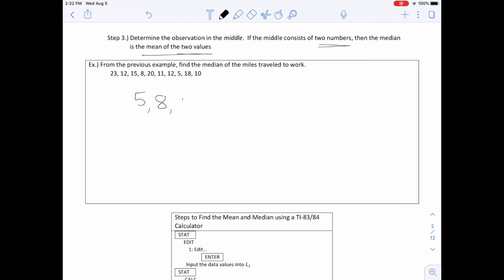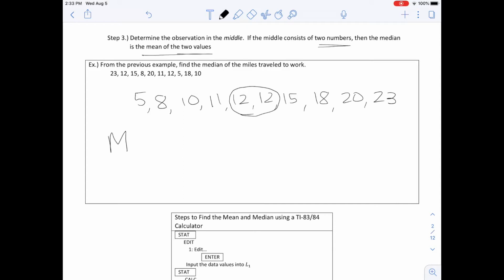And then 8, 10, 11. We have 2 people that drove 12 miles, so make sure you list them both. 15, and we have 18, 20, and 23. So putting them all in order again, checking to make sure we didn't forget anybody. And now we need to look at the middle value that we have. If you notice in this problem, we actually have two middle values.